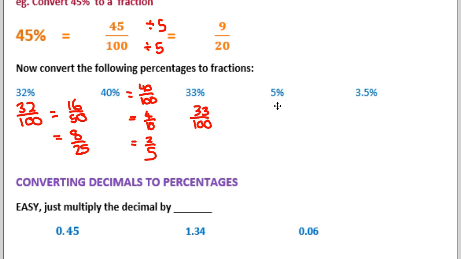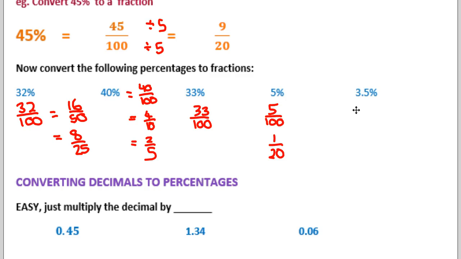5%, we can go 5 over 100. Make sure to show this first step. 5 and 100 are both divisible by 5. So 5 divided by 5, that's 1. 100 divided by 5, what's that? That's right, that's 20. That's simplified.